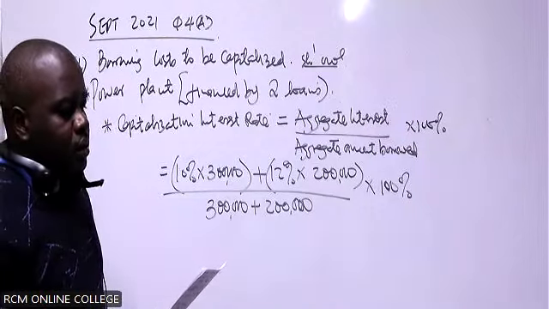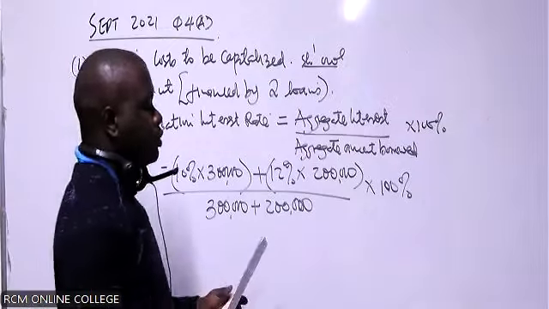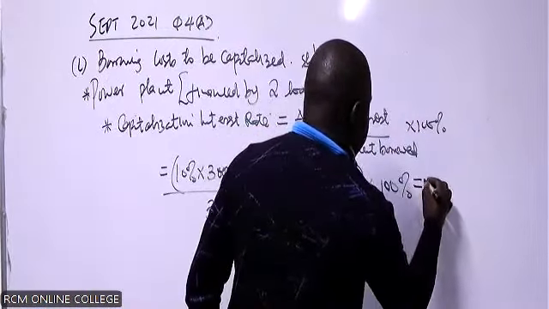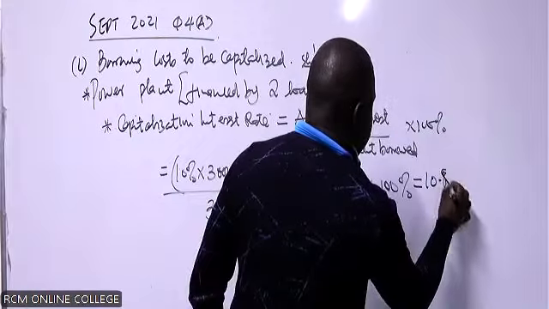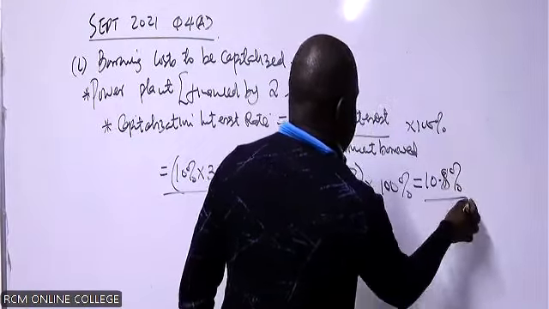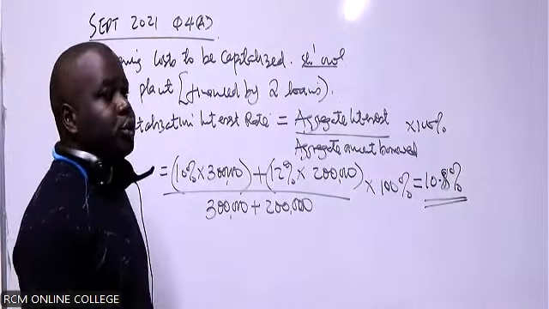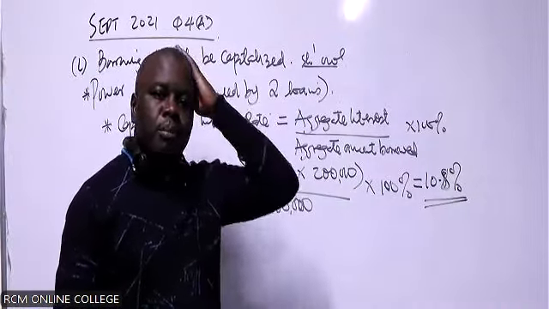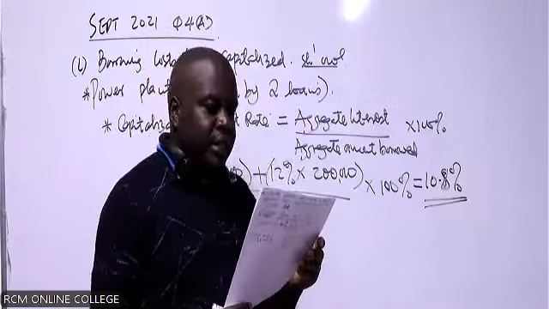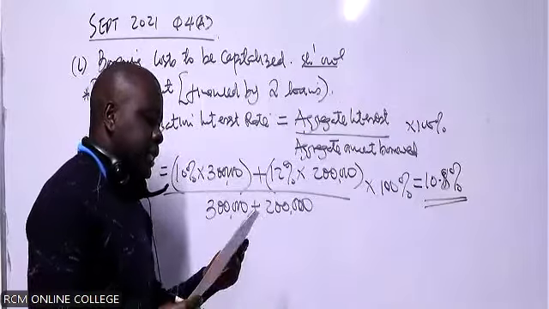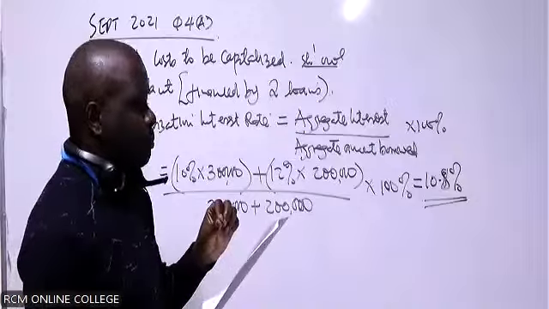I can see 10.8. So 10.8 seems to be the dominant. So we'll take 10.8%. 10.8% is the rate you'll be able to use to calculate the borrowing cost to be capitalized. So once you get the capitalization interest rate, there's something you've been told about this project, the power plant.